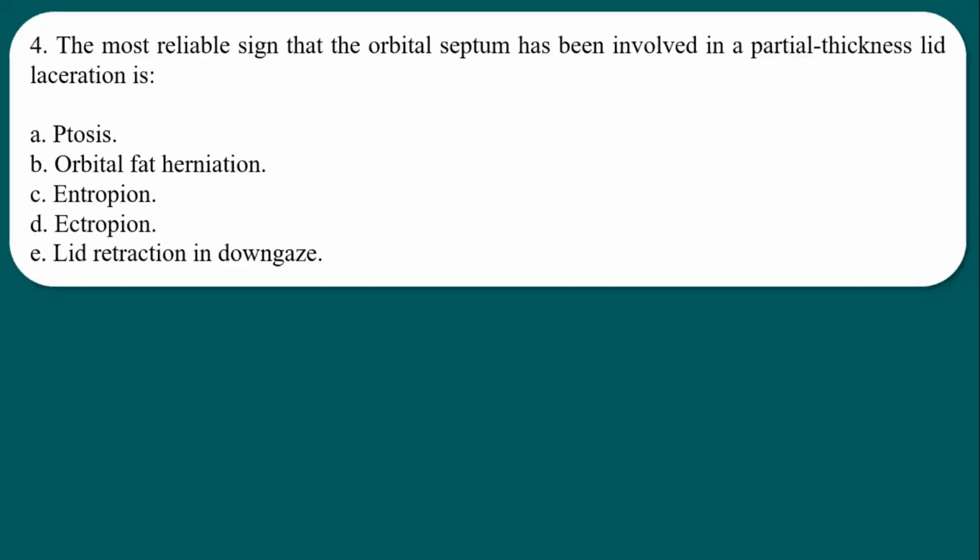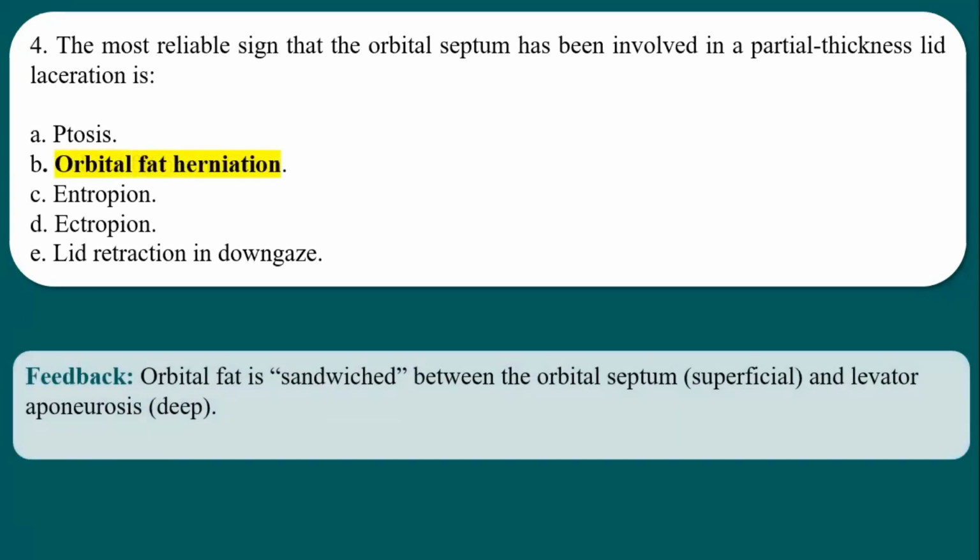The most reliable sign that the orbital septum has been involved in a partial thickness lid laceration is ptosis, orbital fat herniation, entropion, ectropion, or lid retraction in down gaze. Orbital fat is sandwiched between the orbital septum, superficial, and levator aponeurosis, deep.